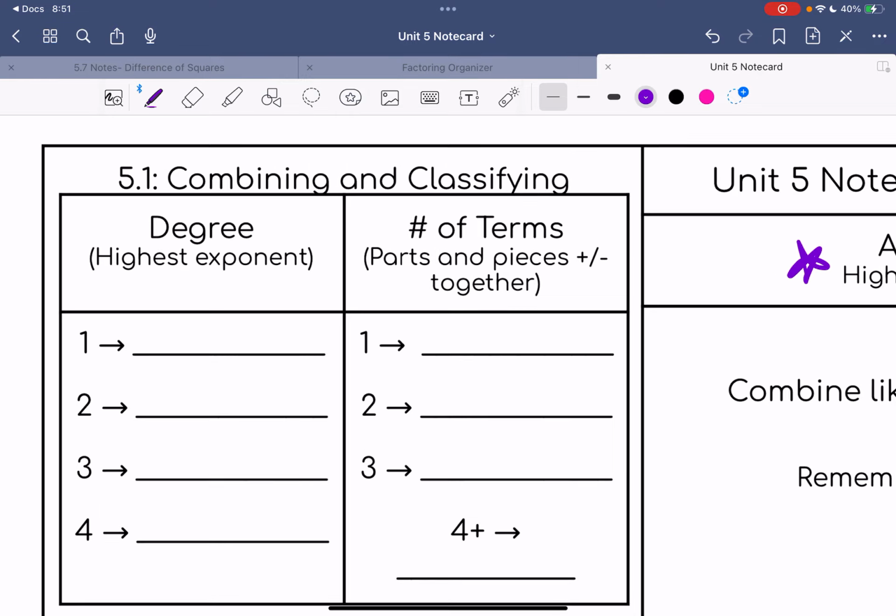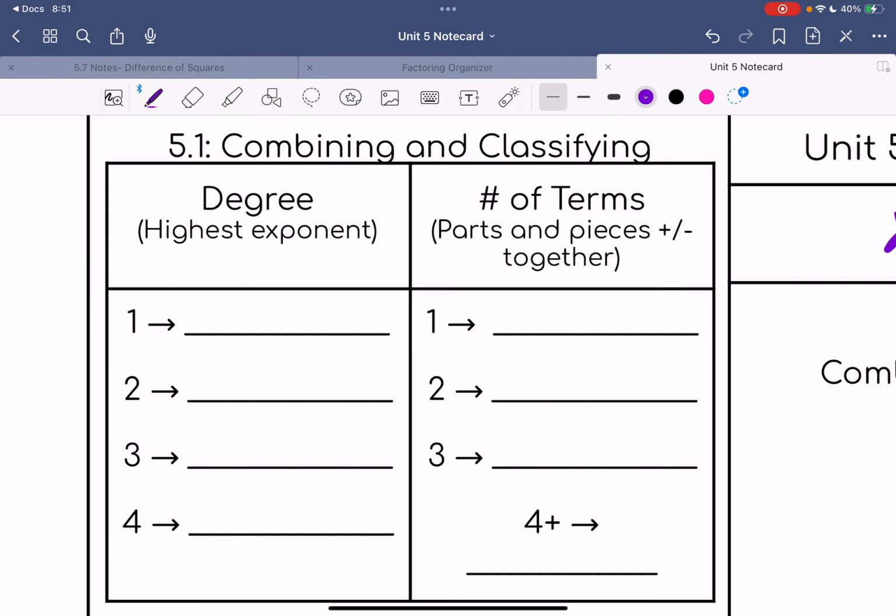5.1, we combined like terms, so we added together things that had the same variable and the same exponent, and then we classified based off of the degree and the number of terms they each had. So degree is our highest exponent. So our degrees, if we have a degree of 1, that was linear. Degree of 2 was quadratic. Degree of 3 was cubic. And a degree of 4 was quartic. So get those down.